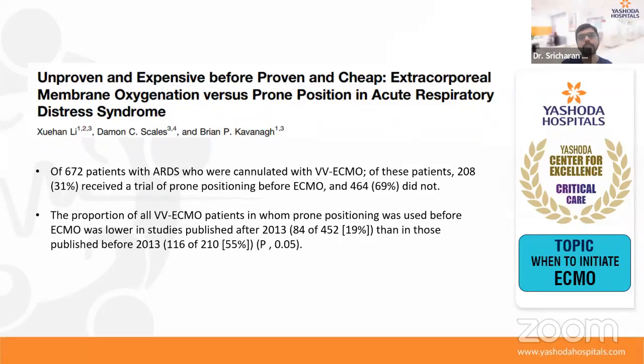So they wondered, because the PROSEVA trial came out in 2013, did the prone positioning of ARDS patients increase after 2013 compared to before 2013? Why? Because we know that there is a mortality benefit. However, it is rather shocking and peculiar that in studies published after 2013, prone positioning was used less than previously. With statistical significance, only 19% of these patients received prone position after 2013. Before 2013, almost 55% of patients received proning. So this is a significant statistical difference.